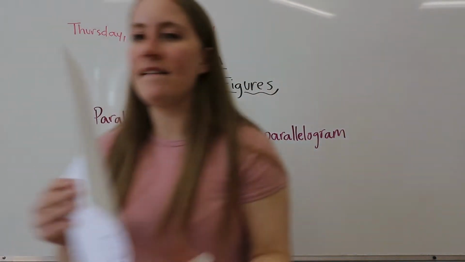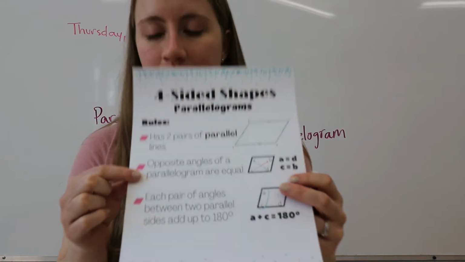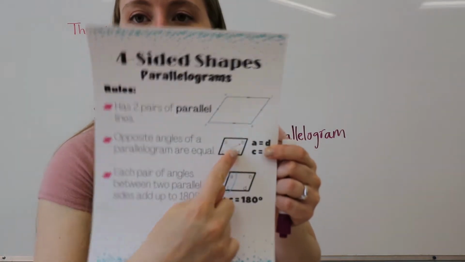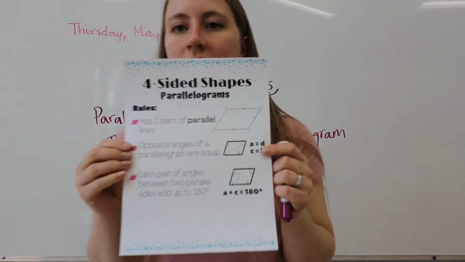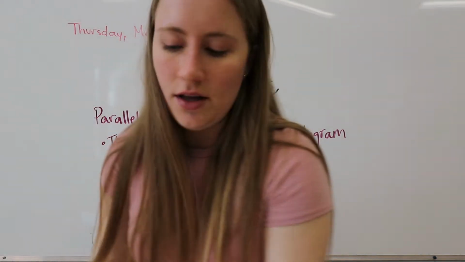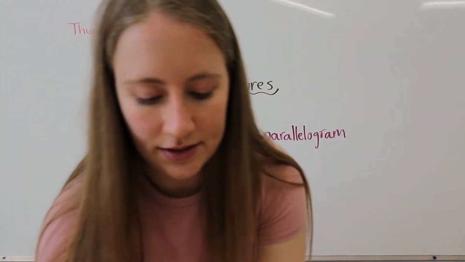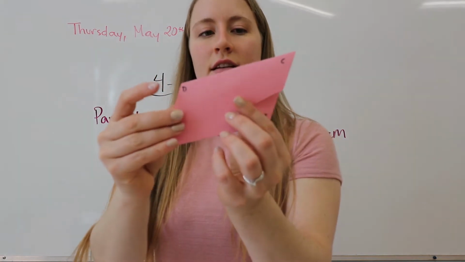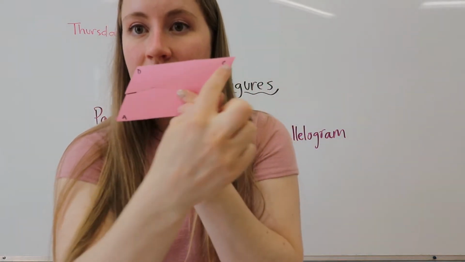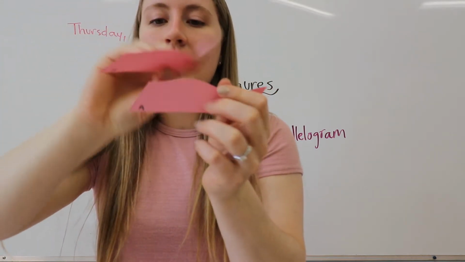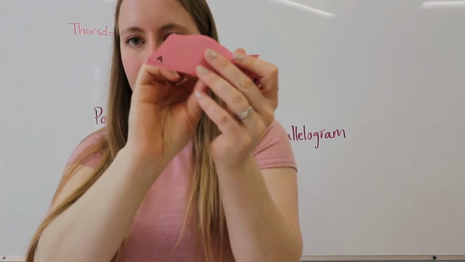You can see that on your anchor chart right here. Opposite angles of a parallelogram are equal. And it's got a little diagram here so you can see a little bit more clearly too. So that is our first rule of a parallelogram. One more look at that: if angle A ends up being 40 degrees, say, then angle C is also going to be 40 degrees, because they match each other.